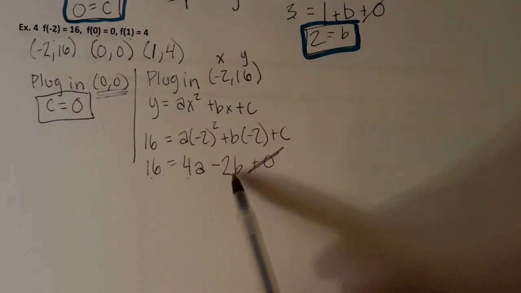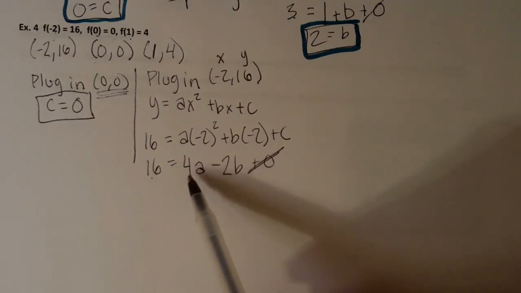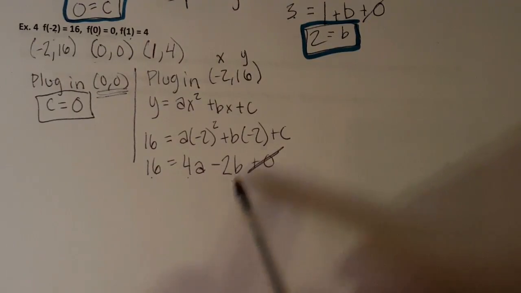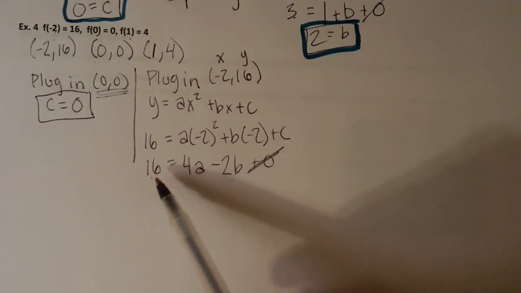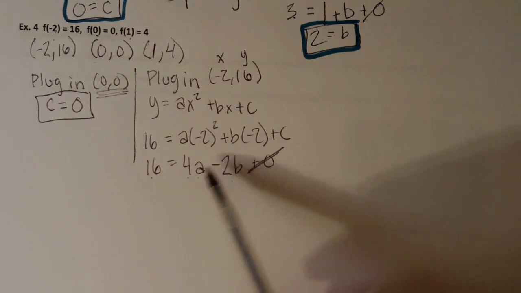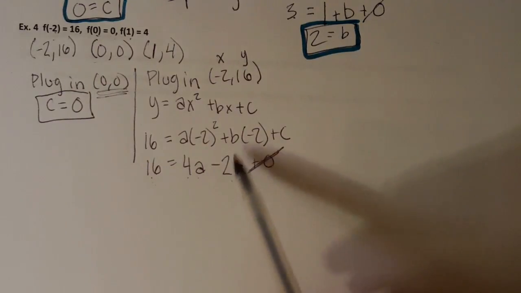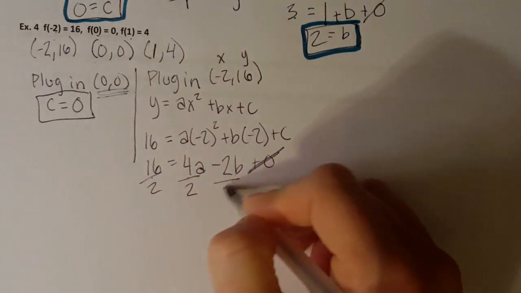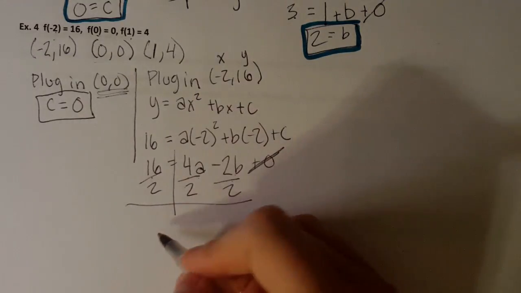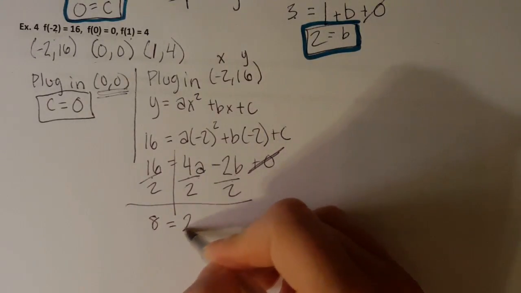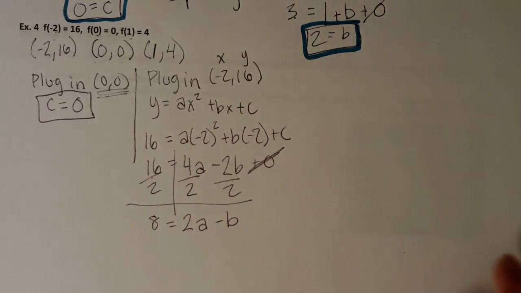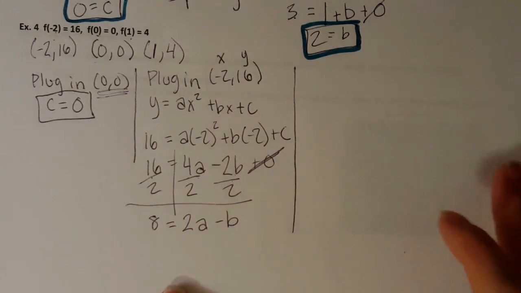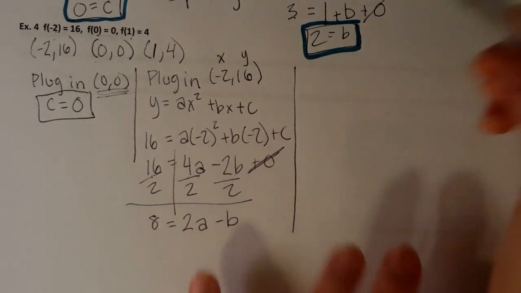Notice again, you can do this later if you want, but I like doing it right now because then when I put two equations together, I'm working with smaller numbers. They're all even numbers. Their greatest common factor is a 2. So I'm going to divide each of them by 2. As long as I do it to everything, it is legal. So I get 8 equals 2a minus b. I'm going to be using that equation to line them up in just a minute.